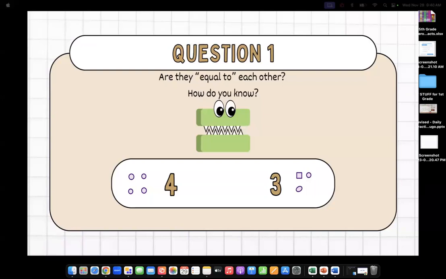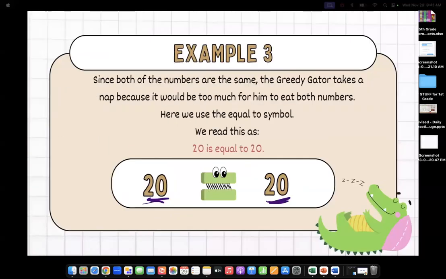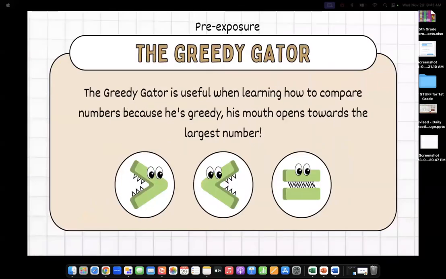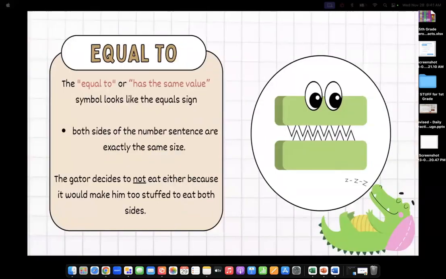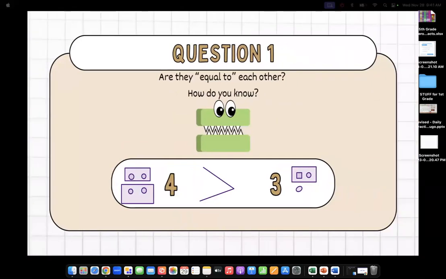No, they're not equal because the number 4 has 2 sets of 2. Whoops, my little dot got bigger. 2 sets of 2, and 3 has 1 set of 2 and then 1 by itself. So it is not equal. 4 is bigger, right? Because if we go over here and look, we'll eventually talk about this. You can see it's always going to eat the bigger number. So nom nom nom nom nom. He is not equal to.